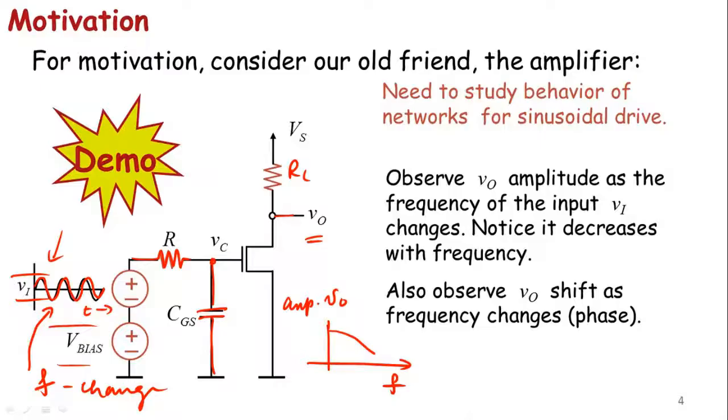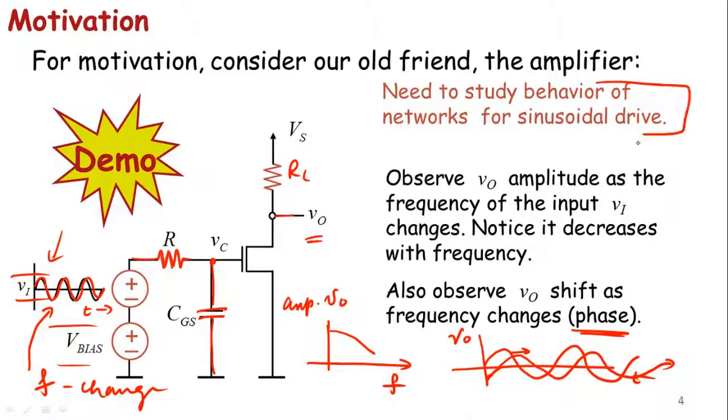Not only that, what you will also observe is that the phase of VO will also change. Let's say, for example, given an input VI, I expect VO to look like this. But what you will observe is that as I change the frequency, the phase of VO is also going to change. What does it mean for the phase to change? Well, VO may be shifted to the right as the input changes in frequency. So for example, VO might end up looking something like this, where the phase has changed. This is going to be very interesting, so let's take a quick look.